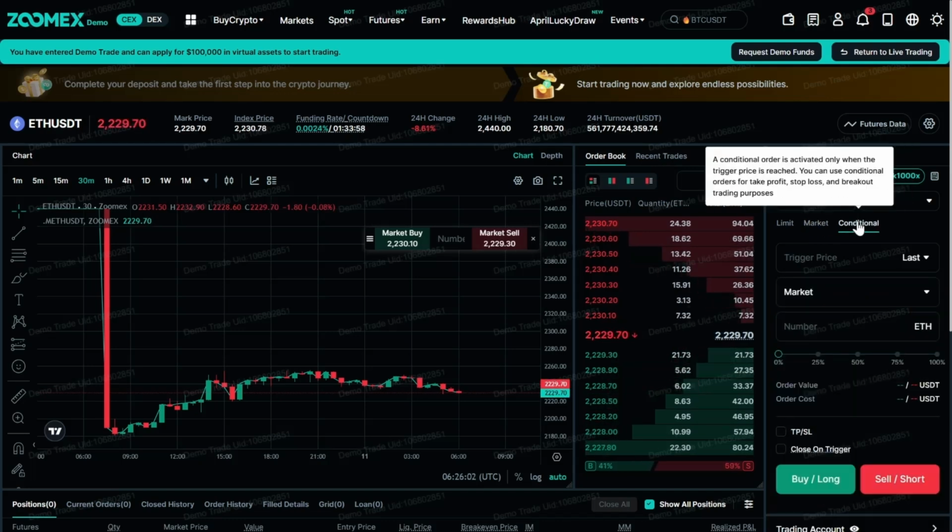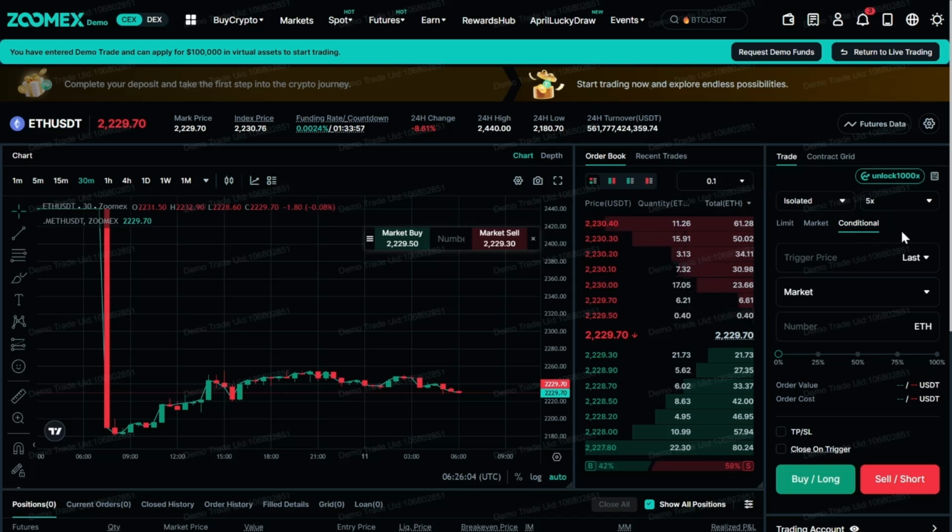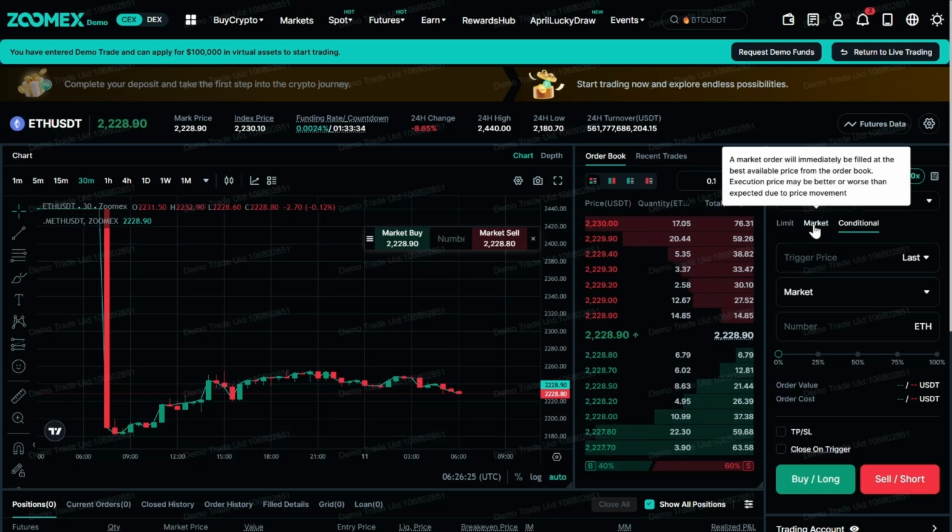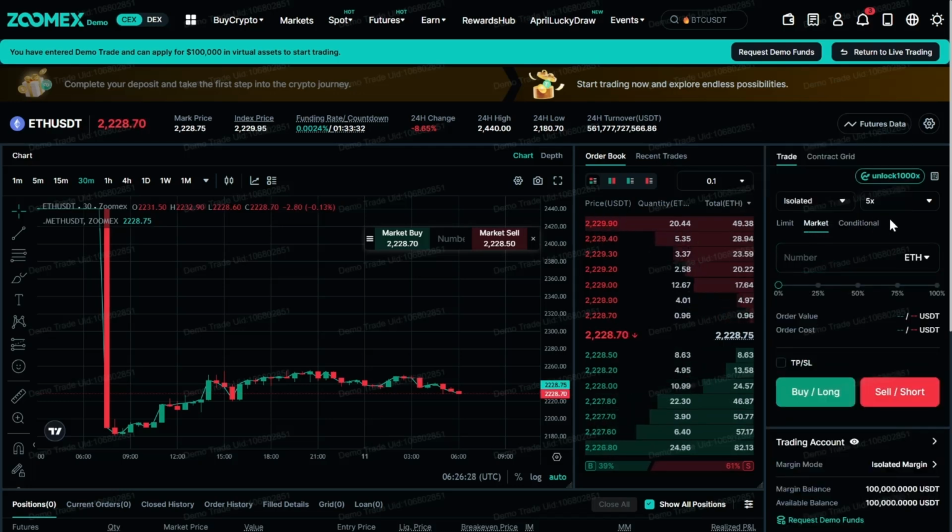And a bit more complicated, we have a conditional trigger order. A conditional order, also called a trigger order, only gets placed once a specific price is hit. This is useful for things like breakouts, take profit and stop losses, or setting up trades in advance. For this tutorial, we are going to place a market long on ETH as we want to get in and out of the markets quick.